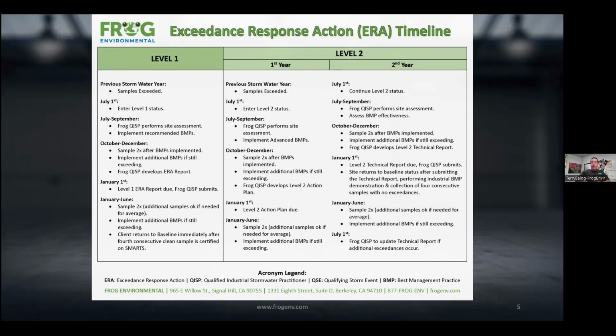We get a rain event in October. We get a rain event in November. We don't have any exceedances on those. Your ERA plan that's due January 1 starts to look really good: here's what we implemented, and here are 2 samples that show how well our BMPs have worked. So again, a lot of information here, but that first quarter is real important, and deciding which BMPs you're going to implement is just as important.